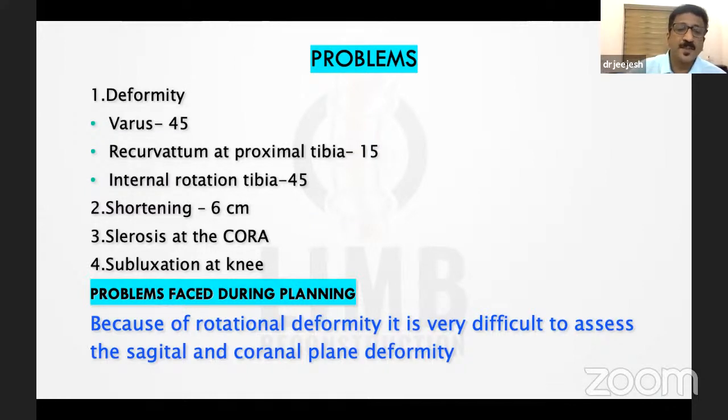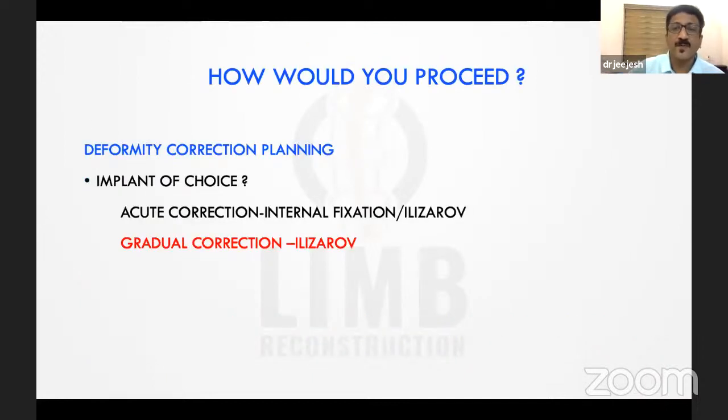And another problem I noticed is a very severe sclerotic bone at that level, and there is subluxation. So the problem faced during the planning was, as I told, that it was difficult to draw these lines and find out this deformity properly, as there is a rotational deformity also. So how do you proceed in this case at this stage?